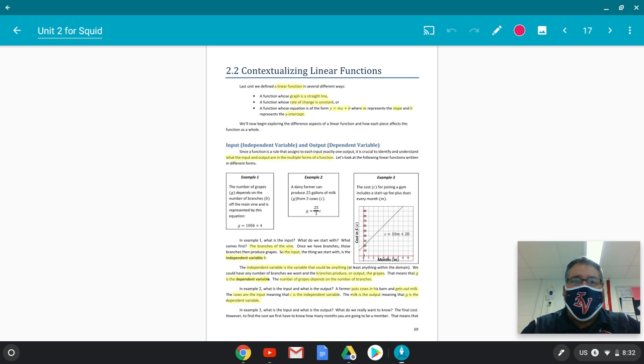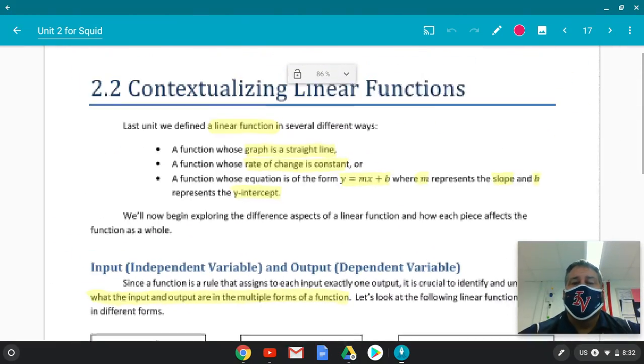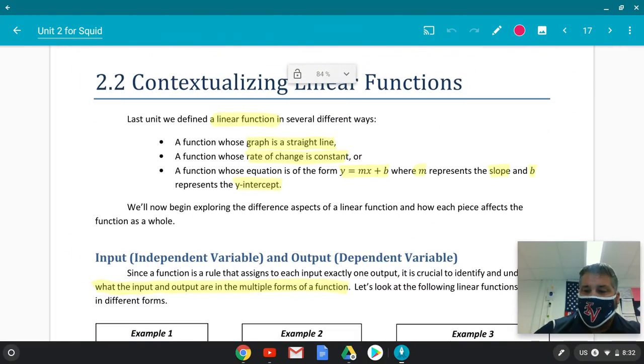All right, we're talking about section 2.2, contextualizing linear functions. Okay, I want to get into it. I want to talk about what you highlighted already and why, as well as getting into actual contextualizing. All right, let's go to work.